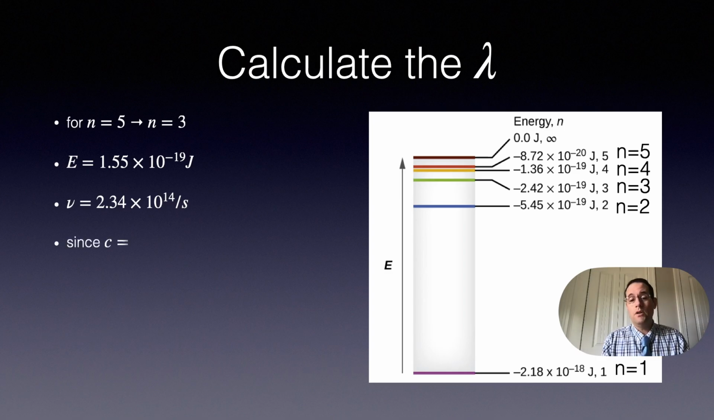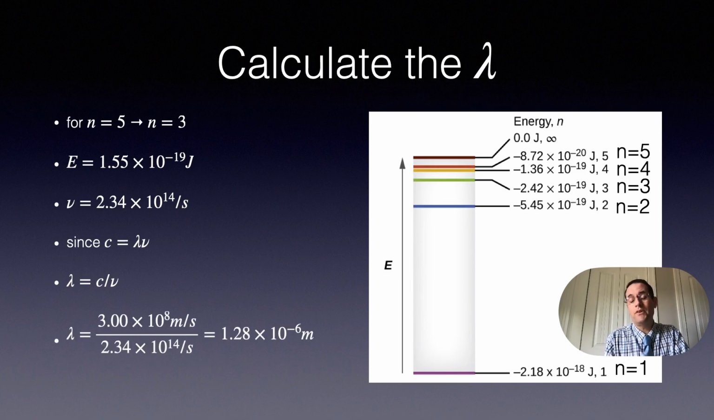So this is where we use the so-called speed of light equation. The speed of light is equal to the wavelength times the frequency. We want wavelength, so divide both sides by nu. That gives you this formula, and you plug things in. So the speed of light is 3.00 times 10 to the 8th. Divide that by the frequency we calculated earlier, and we get a wavelength of 1.28 times 10 to the minus 6 meters. From here, you could calculate nanometers and figure out what color of light it is, or what region of the electromagnetic spectrum it is. Is it UV? Is it IR? Is it visible? So this in a nutshell gives you an idea of how to use the Rydberg equation.